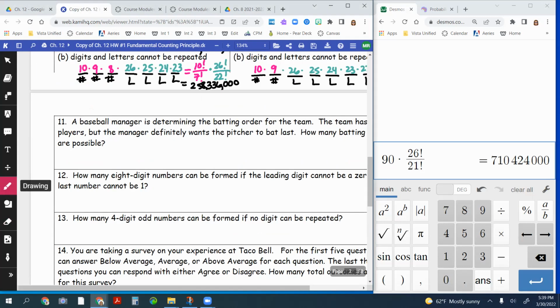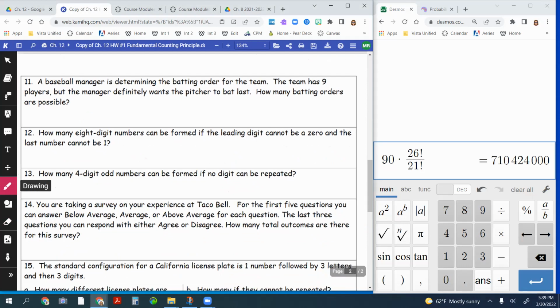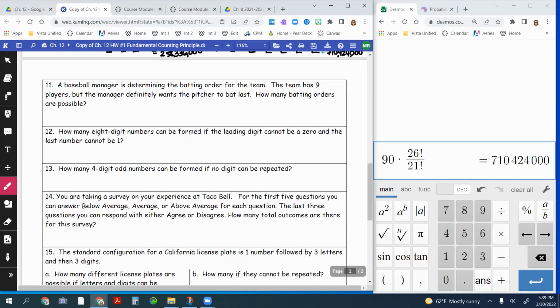Okay, on number 11. This one actually is the same one we just did earlier, so we can skip this because we've already done this one.